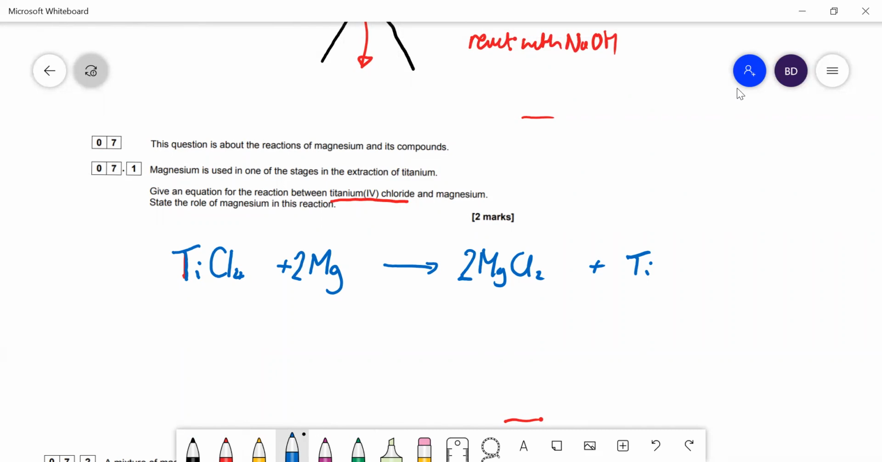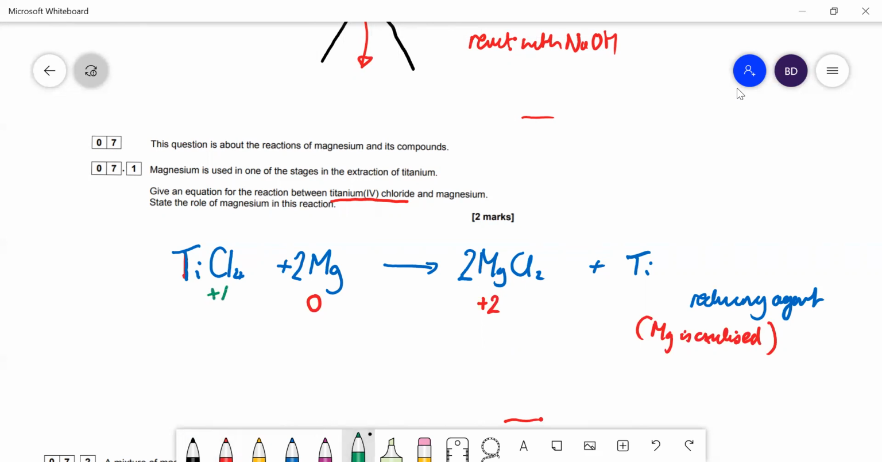Now what's the magnesium doing? What's it reacting as in there? It's actually a reducing agent. Why is it a reducing agent? Well, if you look at the magnesium, it's got an oxidation number of 0 in magnesium. In magnesium chloride, it becomes the Mg2+ ions. It's got a +2 oxidation state, so the Mg is oxidized. And of course, the thing that's becoming oxidized is the reducing agent. It reduces the titanium to 0. Titanium's got a +4 oxidation state there, and it goes to a 0 oxidation state there.